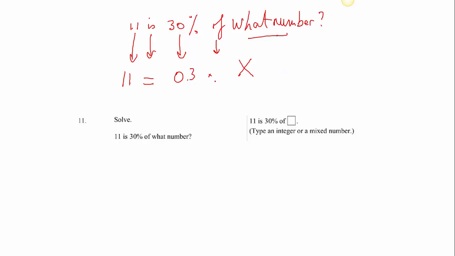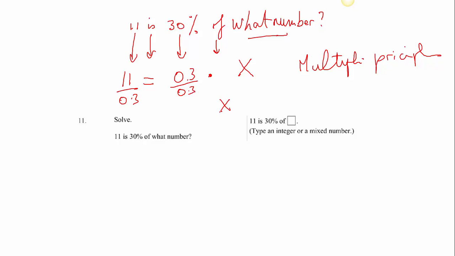Now, since we have a multiplication here, we cannot use the addition principle. We're going to use the multiplication principle and divide both sides by 0.3. On the left side, the 0.3 will cancel, so we just have x. On the right side, we have 11 over 0.3. I don't like to divide by a decimal, so let me change this to a whole number. Multiply up and down by 10. If you multiply up and down by 10, you don't change the fraction because 10 over 10 is 1. But you end up with 110 over 3.